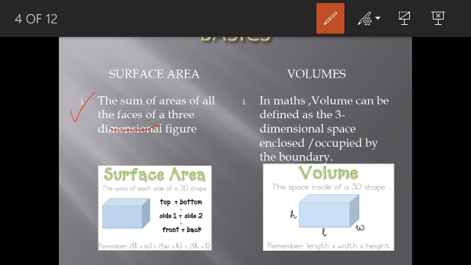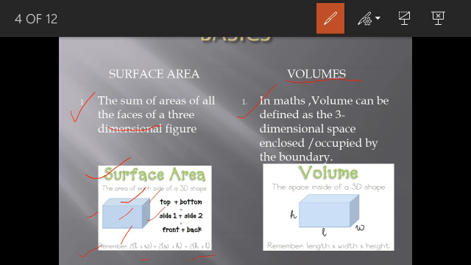So from here you can see there are 6 faces of this cuboid: the top one, the bottom one, the side one, the side two, the front and the back one. So the total surface area is given here, like 2 into length into width plus twice width into height plus twice height into length.